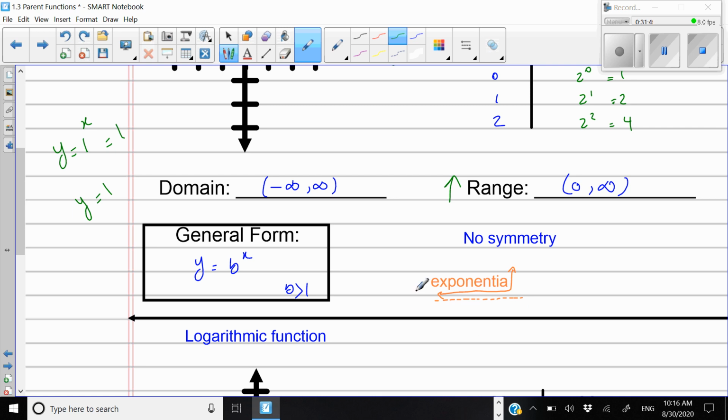And here's the little trick to remember. Use the L in this form to remember this is the exponential function.